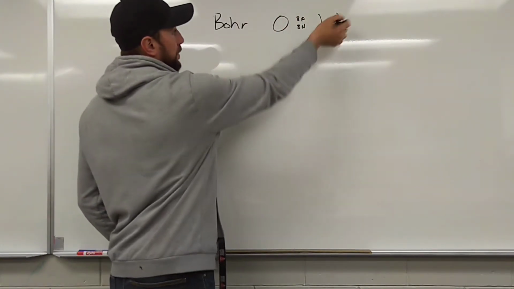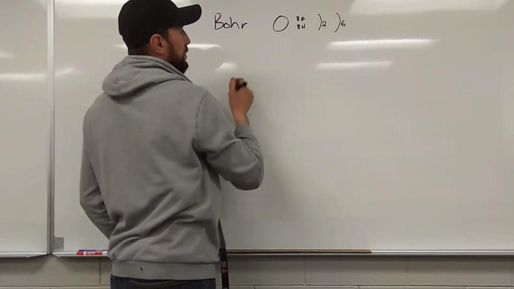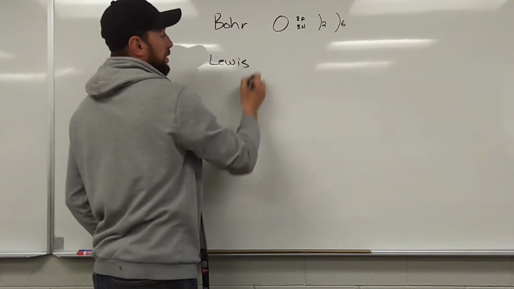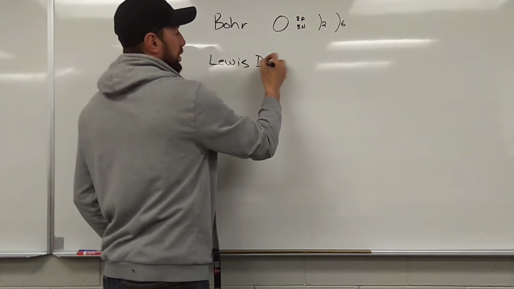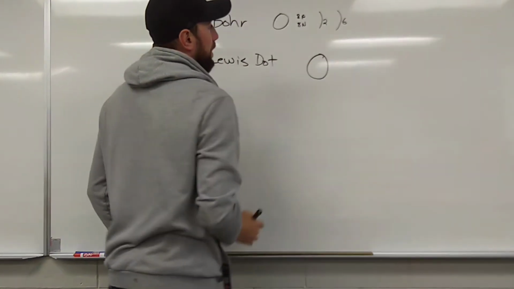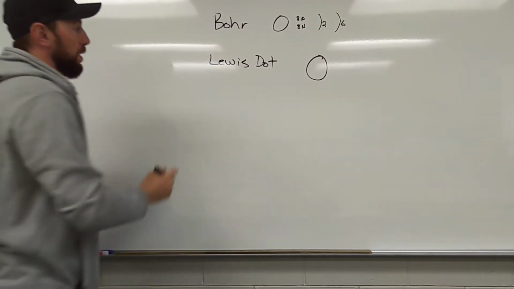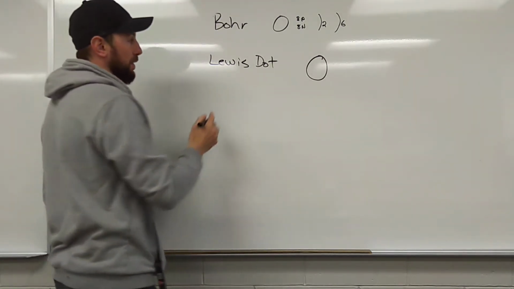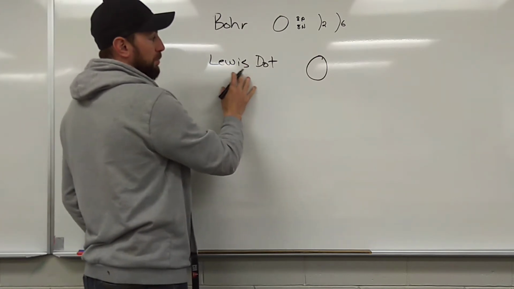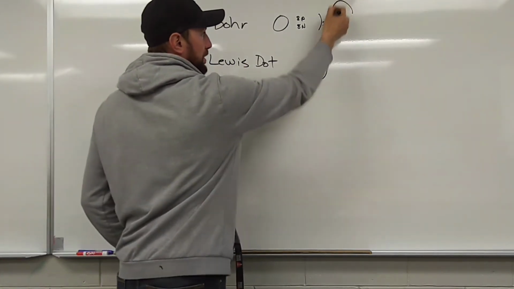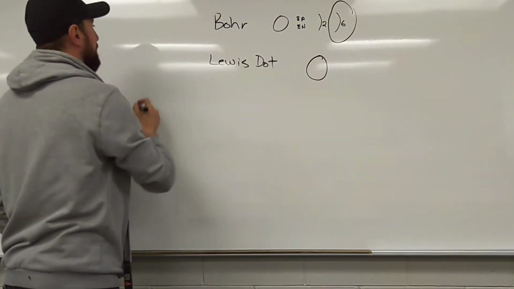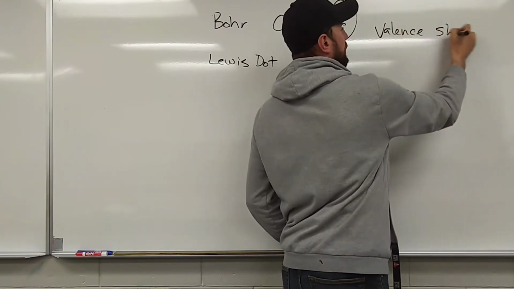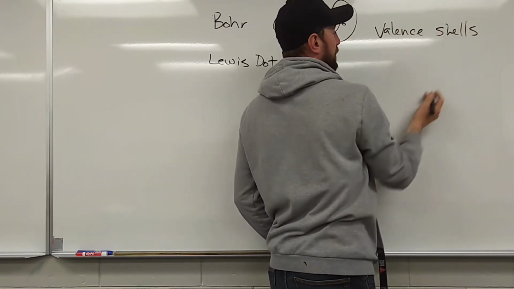Sometimes you will have the full circles. I prefer just putting them like that. Okay, so now Lewis dot, you would have your oxygen. Now, the Lewis dot diagrams only focus on the valence electrons. Everybody knows what valence means. Okay, so valence shells, it's your outermost layer.